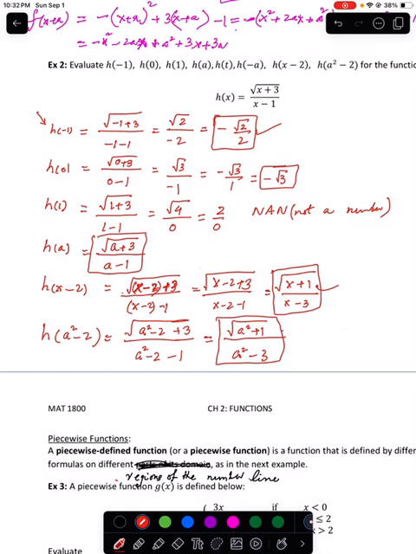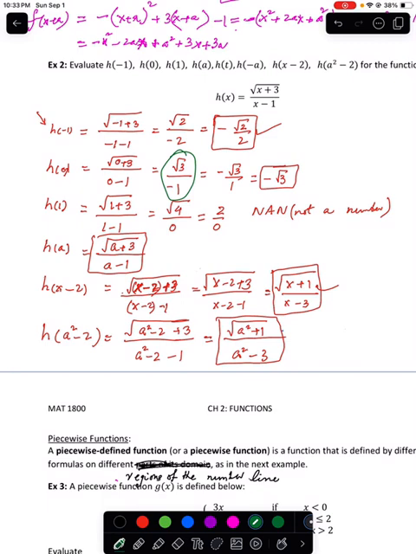Next is h of 0, same thing, plug in 0 for x and you see we end up getting this quantity here. Again, now the negative sign is in the denominator, so we should put it up in the front. So we get negative square root of 3, the whole thing divided by 1. But 1, we don't leave the answer in that form. So we should now say it is equal to negative square root of 3.